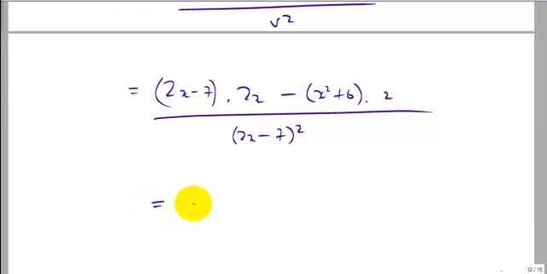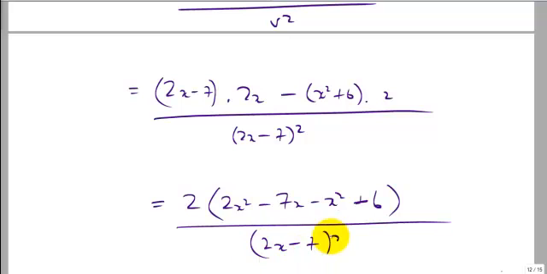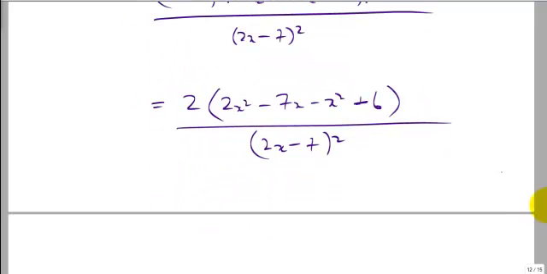Again, I'd like to tidy it up a bit. So you have a 2 common factor here and here. So you can take the 2 outside, and you can make that into 2x squared minus 7x minus x squared. It's minus 6, isn't it? You do the minus sign here, minus 6, all over 2x minus 7 all squared. And we'll leave it at that.